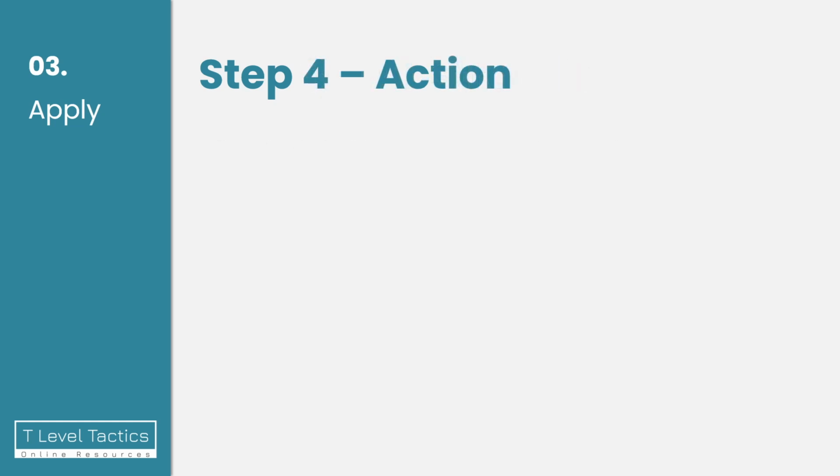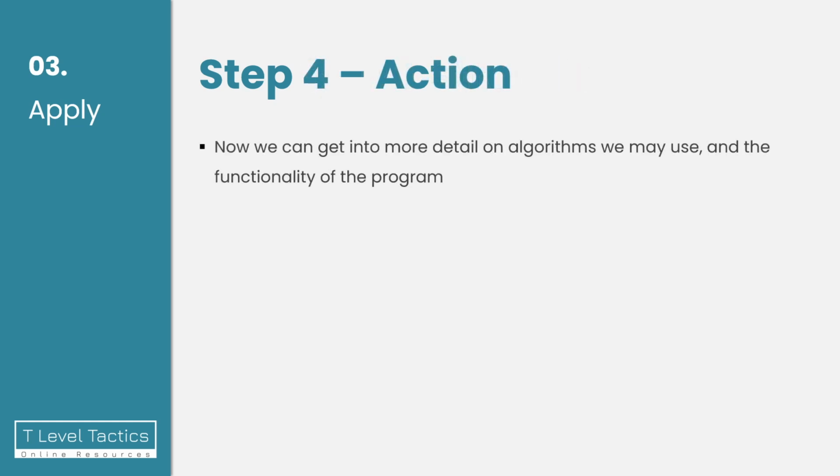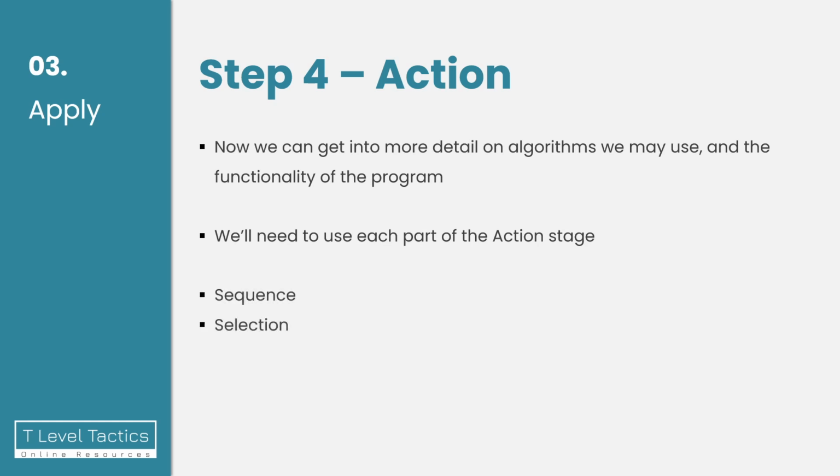In step 4, action, we can get into a bit more detail on the algorithms we're going to use and the functionality of the program. We'll need to use each part of the action stage: sequence, selection, and iteration.